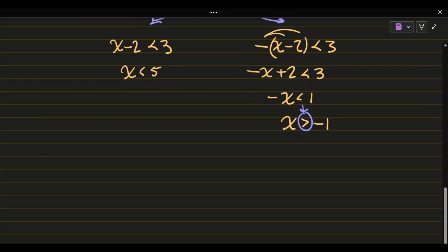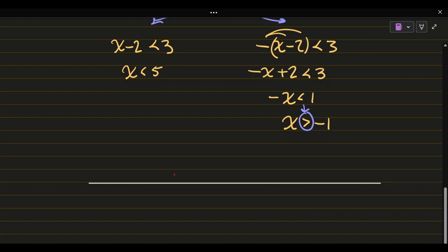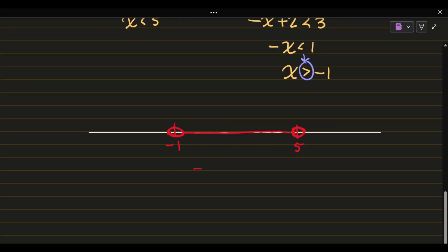Okay, so if we think about a number line here, say this is -1, and let's say this is 5. x is strictly greater than -1, so we don't include -1, but we're greater than -1. And x is strictly less than 5, so we don't include 5, but we're less than 5. So it's all of this space in here. So our solution is the open interval, because I'm not including -1 or 5, from -1 to 5. And this would be my solution.